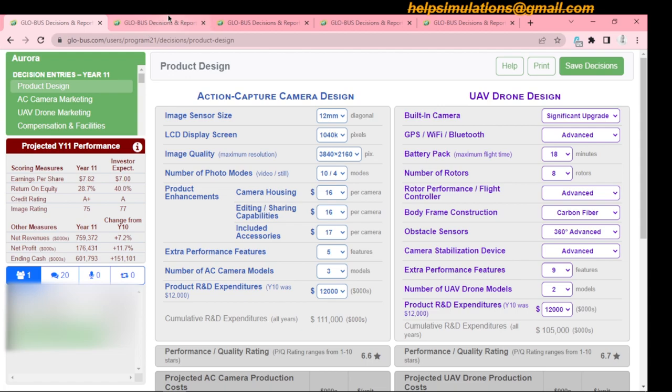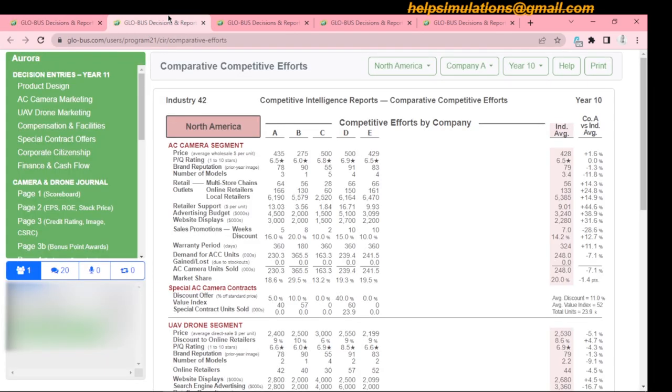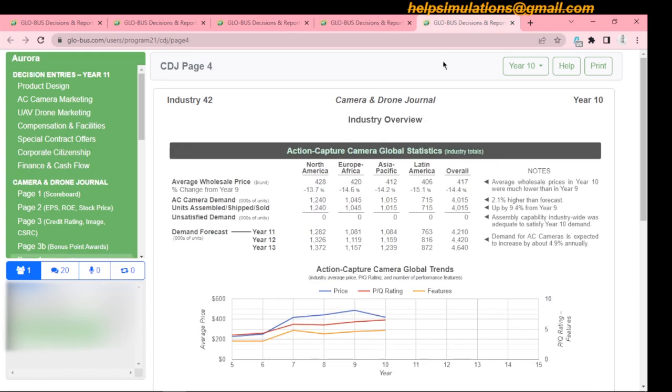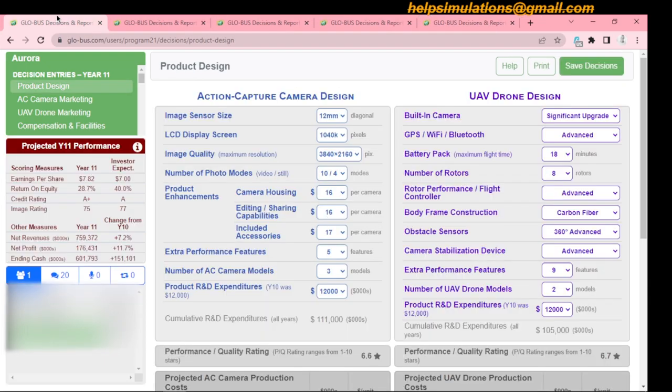So to start the Glo-Bus simulation game, you have to understand what's happening in the industry, and important for you is to evaluate the comparative competitive efforts report. We have the drone benchmarks report, the camera benchmarks report, and the industry overview report. So evaluating all these reports will enable you understand what's happening in the industry.